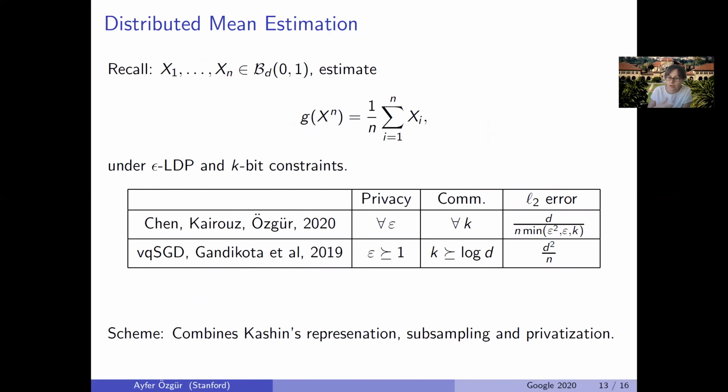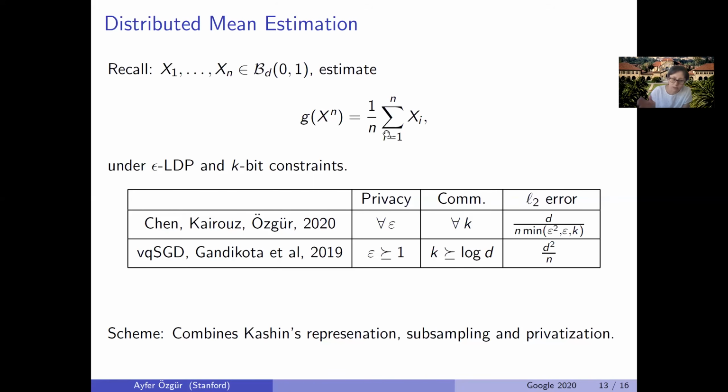You can also show a similar result for other settings. For example, recall this distributed mean estimation problem, where we assume that we have n samples, and now these are just some arbitrary d-dimensional real vectors in the d-dimensional unit ball. And your goal is to estimate the empirical mean of these vectors. And this setting has received quite a bit of interest over the last couple of years because it serves as a basic building block in many distributed optimization tasks, for example, in distributed stochastic gradient descent.